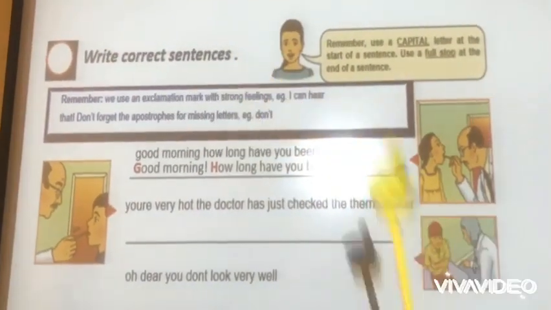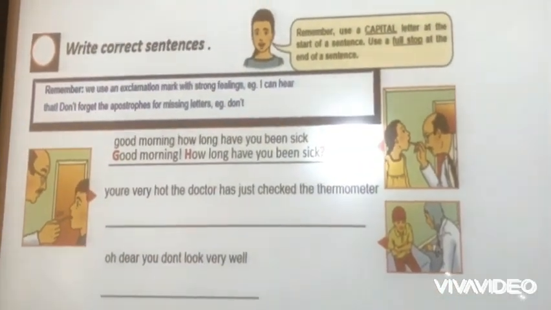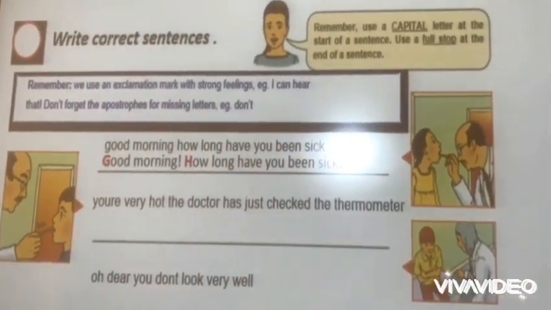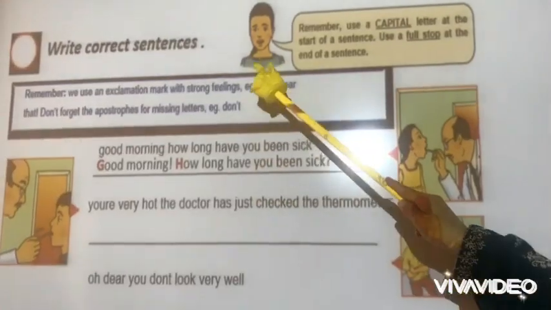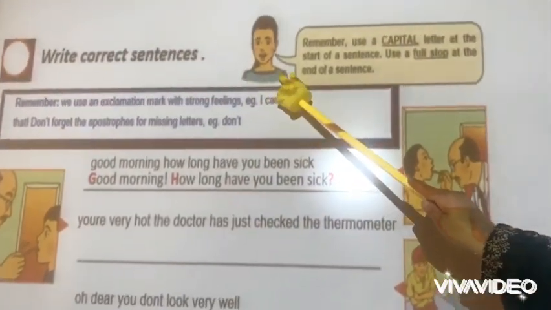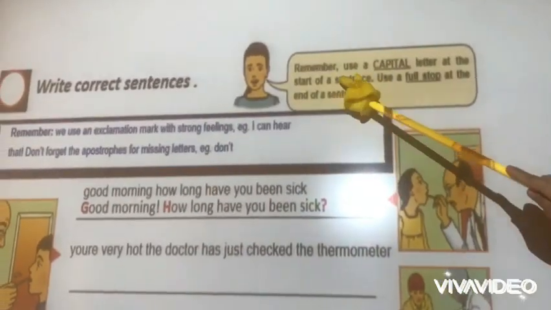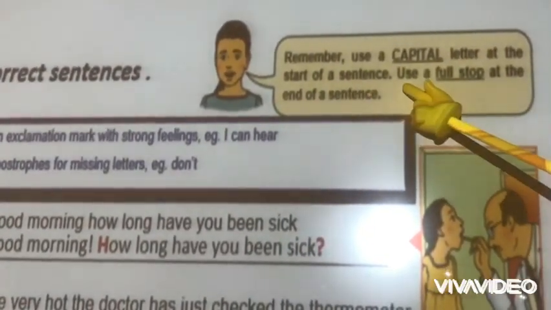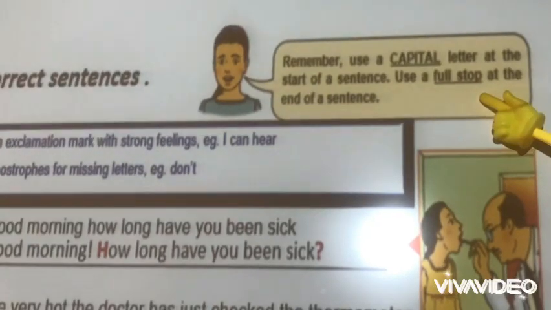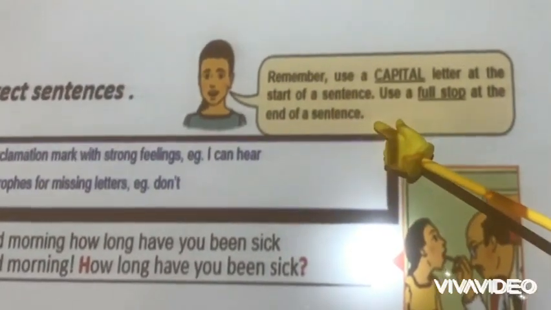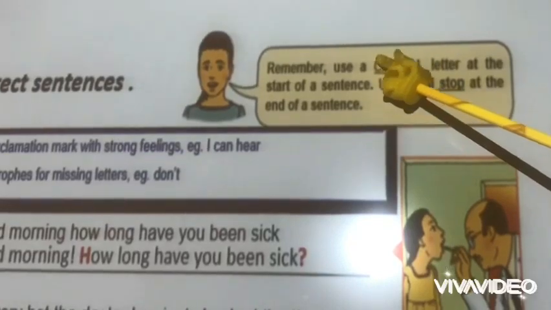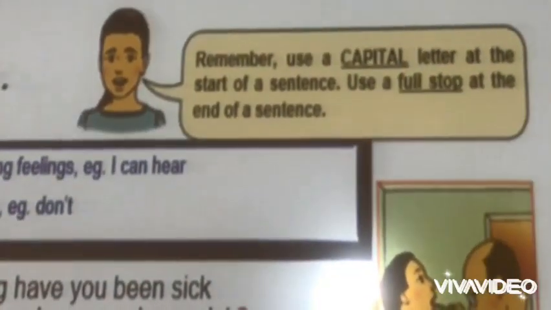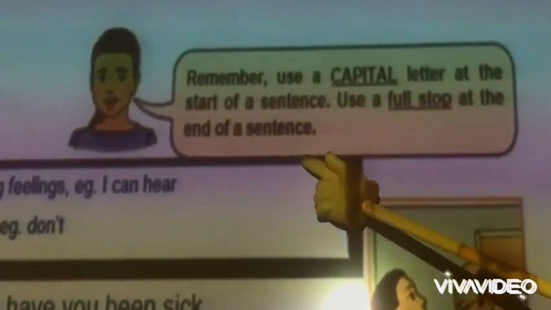Write correct sentences. Remember, when I tell you write correct sentences, you have to use punctuation marks. Look at Rania. Rania has something to tell you. Remember, use a capital letter at the start of a sentence. Use a full stop at the end of a sentence. So at the start, what do we use? Capital. At the end of a sentence, be careful, I said a sentence.